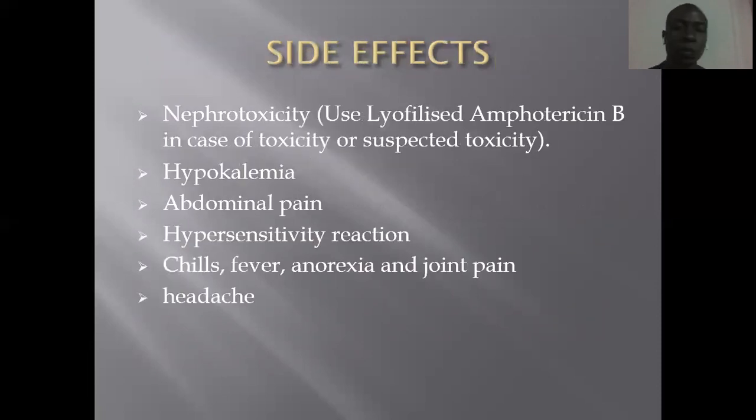The side effects of amphotericin B include nephrotoxicity, that's toxicity of the kidney, hypokalemia, that's low potassium in the body, abdominal pains, and hypersensitivity reaction, so you have to look out for that. Others include chills, fever, anorexia, joint pains, and headache. These are the common side effects of amphotericin B.